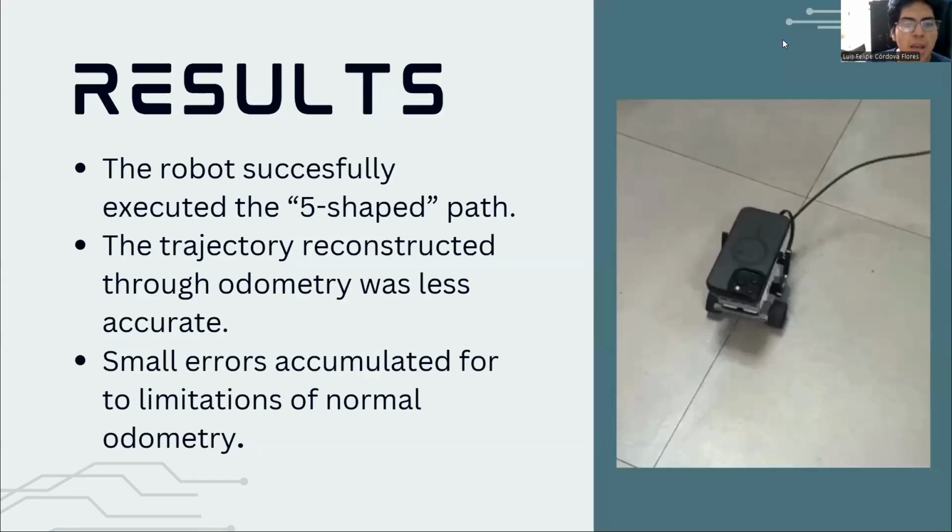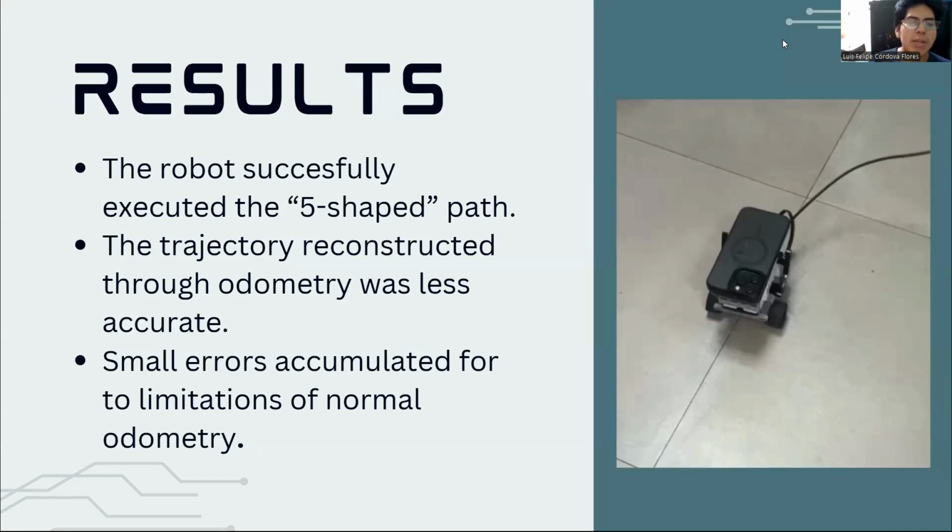Well, the results. We have some points. First, the robot successfully executed the five-shaped path in the real world. This was achieved using MATLAB and the robot schematic model. The Lego robot correctly followed the planned straight segments.